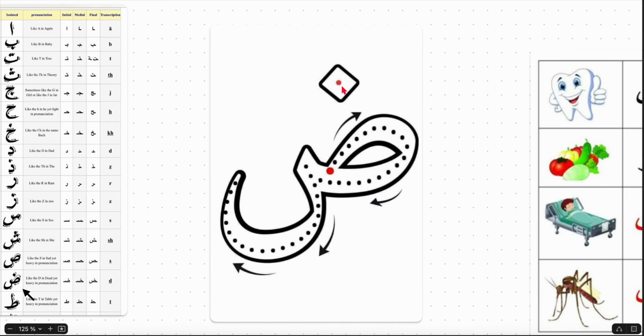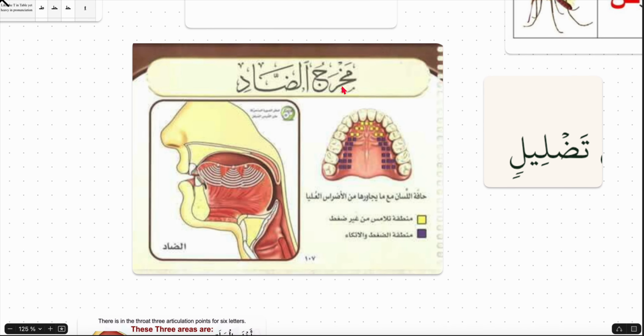The articulation point for the letter Dad. The letter is pronounced by placing the left side of the tongue or the right side of the tongue or both sides against the upper molar teeth. This is making the sound. This is a special sound.